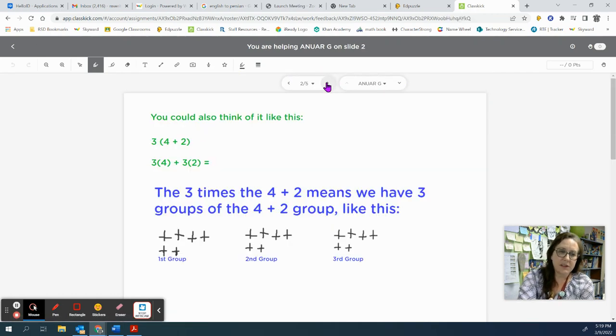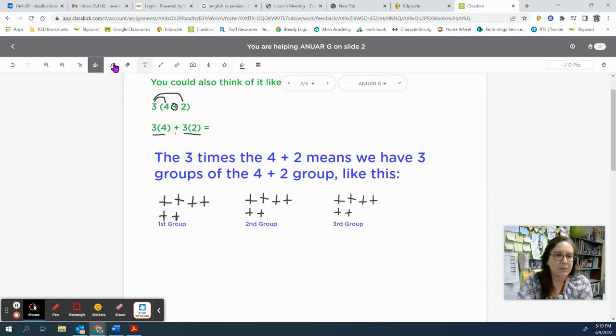So another way to think of this is we've got 3 groups of 4 plus 2. We can take this and say 3 times 4 plus 3 times 2. So 3 times 4 plus 3 times 2. So what that looks like is this. We've got 3 groups of 4, which equals 12.